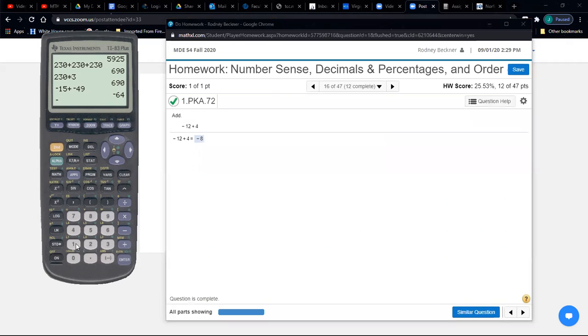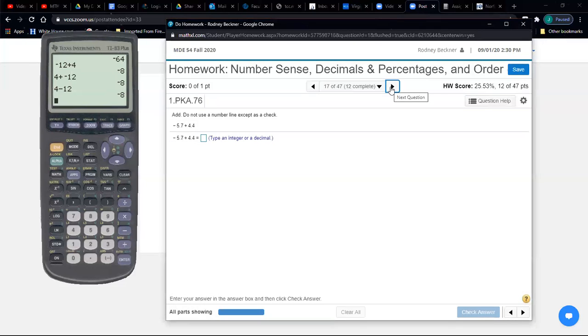If I did it this way, -12 plus 4, I get the same thing. I can actually swap these as long as I swap the signs too. I can do +4 minus 12 or plus -12 if you want to do it that way. Because adding a negative is the same as subtracting a positive. That's something else that you're supposed to know. Either way, I get -8. But there are plenty of ways to have done this wrong. But there's plenty of ways to do it right.